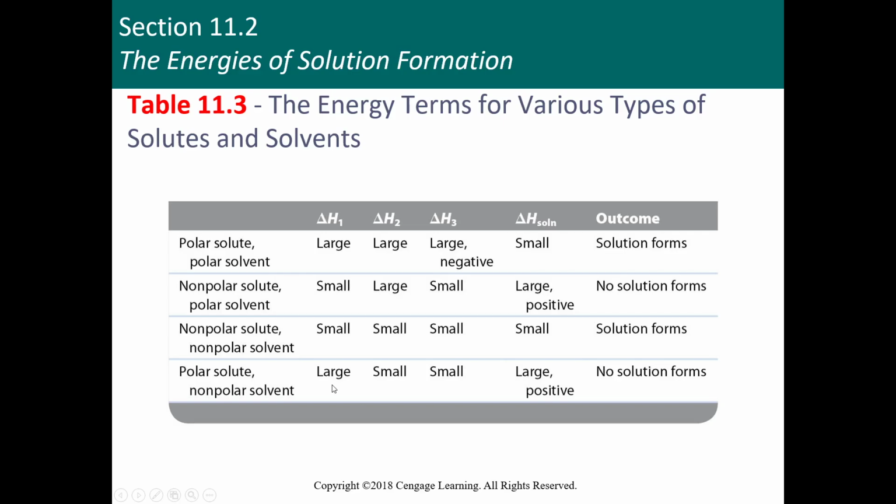Polar solute and nonpolar solvent, you just exchange which one of these is small and large from previously. So again, your polar solute has a large delta H, break that apart. In the nonpolar solvent that has a small delta H, break it apart. You don't get much delta H back because they don't interact a lot. Remember, your polar solute and nonpolar solvent are not going to make polar interactions. They're going to make London dispersion forces, not hydrogen bonding.